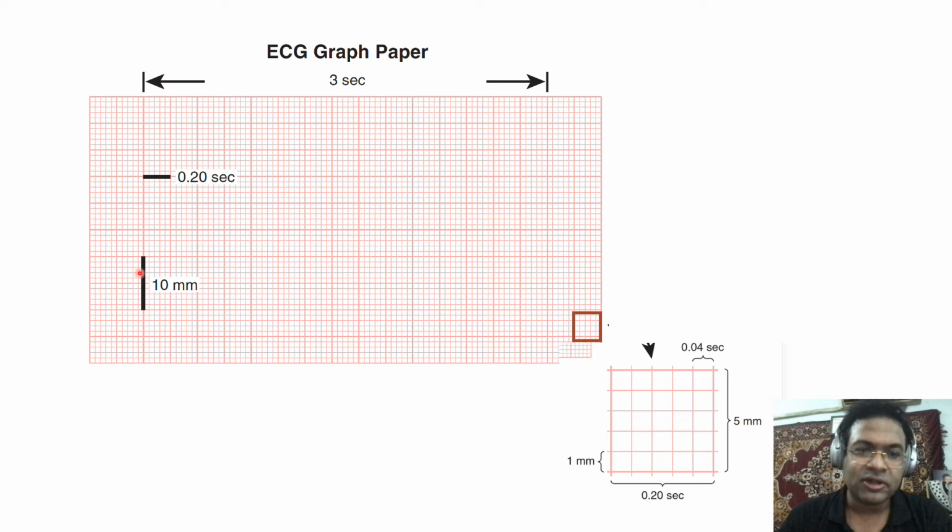Similarly, on the y-axis is the voltage. So 10 millimeters includes 1 millivolt. So 0.1 millivolt is one small square, two small squares is 0.2 millivolt, 10 millimeters is 1 millivolt. So both these things are important. Along the x-axis are the times, along the y-axis are the millivolts. Okay?